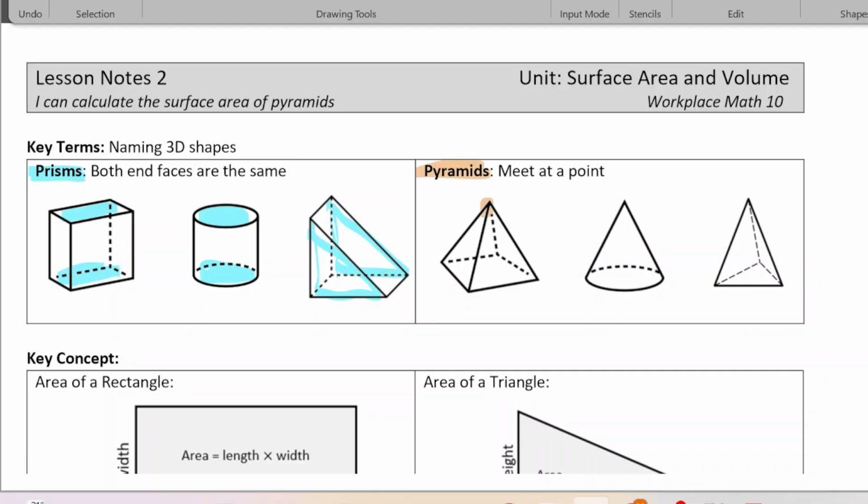Now, pyramids always meet at a point. So you have a base, which could be a rectangle, it could be a circle, or it could be a triangle. Could be other shapes as well, but those are the ones we're going to focus on here. And then they meet at a point.